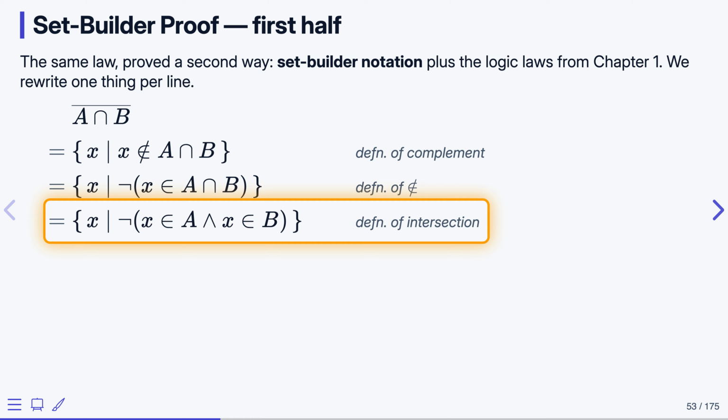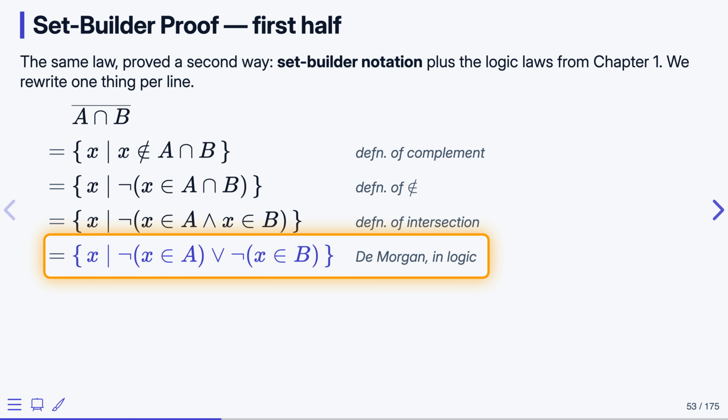Step 3. By the definition of intersection, x is in A intersect B means x is in A and x is in B. Step 4. Now apply De Morgan in logic. Not A and B becomes not A or not B, so we get not x in A or not x in B. We finish the chain on the next slide.